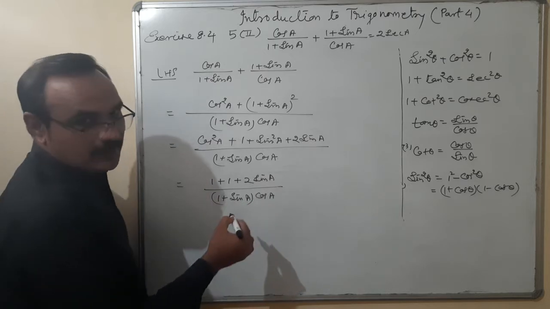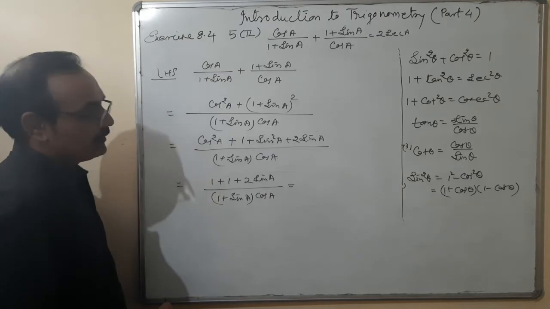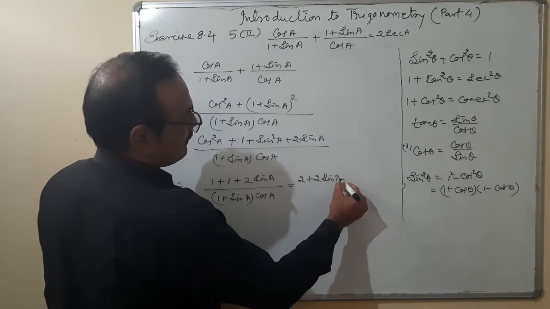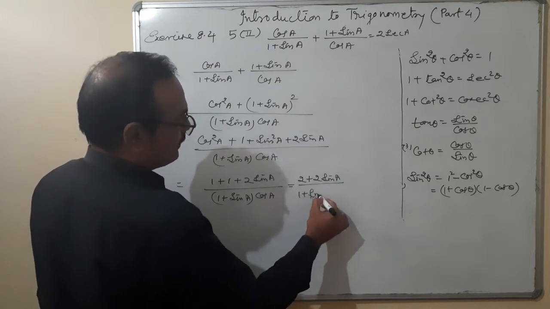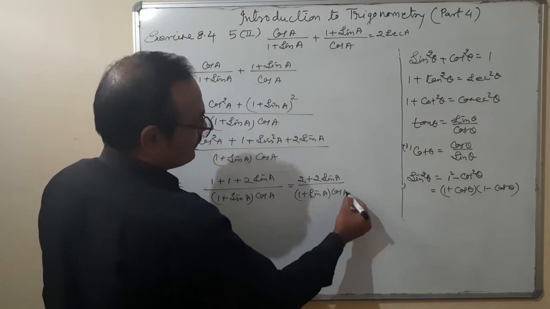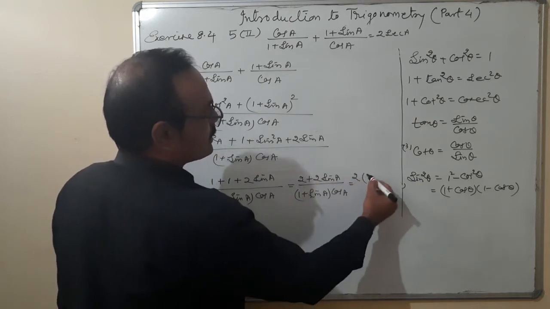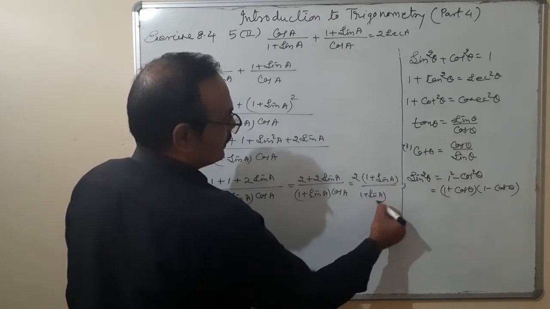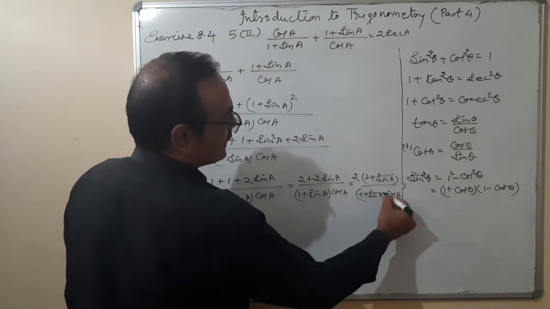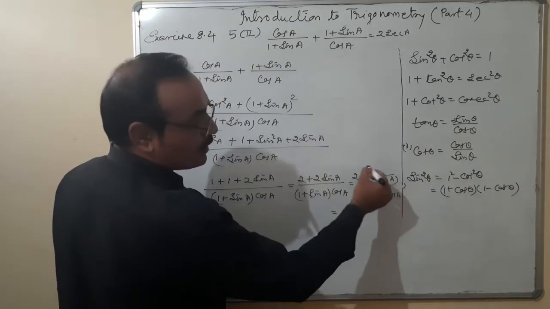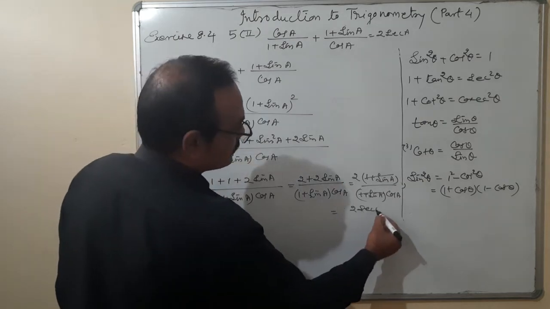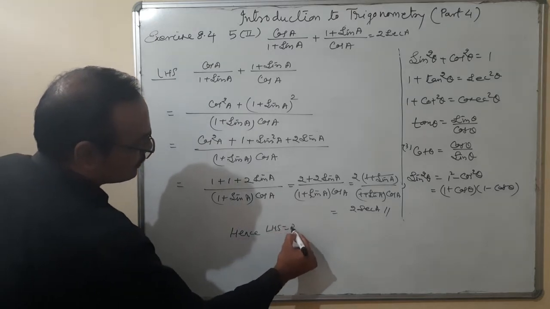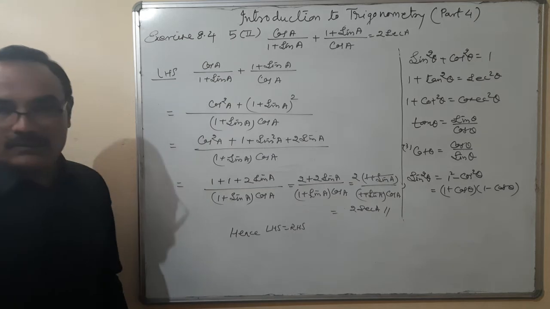We have to memorize many terms when we solve questions, especially in trigonometry. Okay. 1 plus 1, 2 plus 2 sin A upon 1 plus sin A into cos A. What should be done? Taking 2 common. So it is coming 1 plus sin A upon 1 plus sin A into cos A. 1 plus sin A cancel, 2 upon cos A. Cos is a reciprocal of sec. So it is 2 sec A. Okay. Hence LHS is equal to RHS.